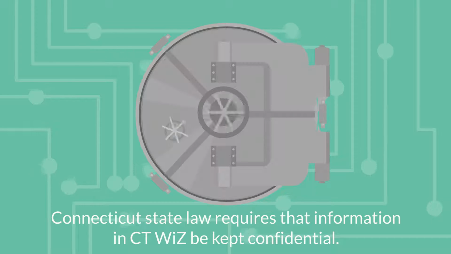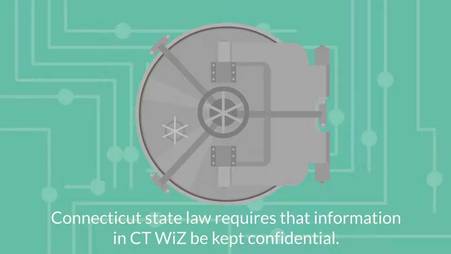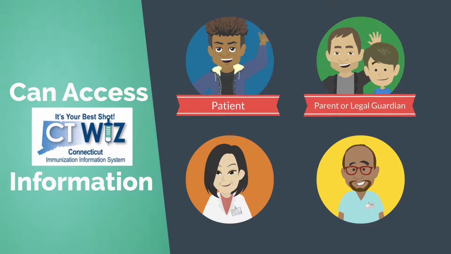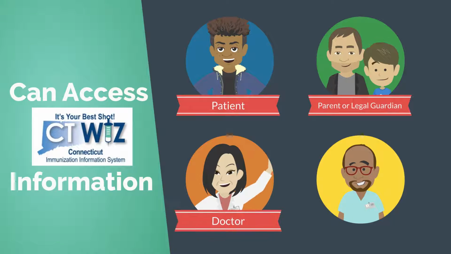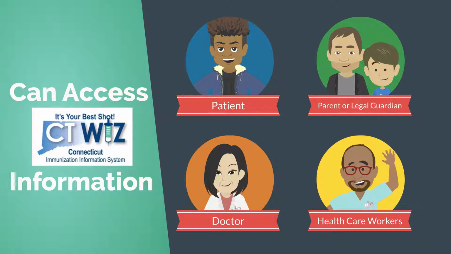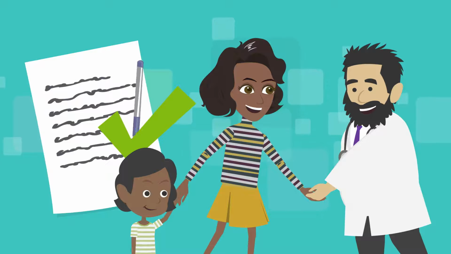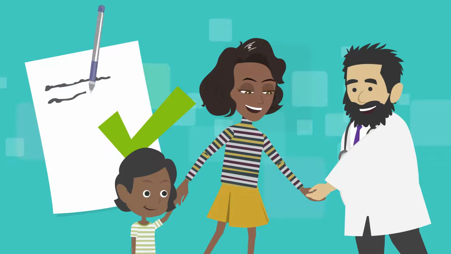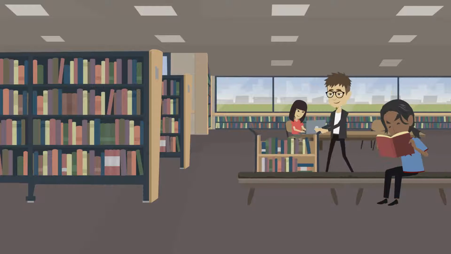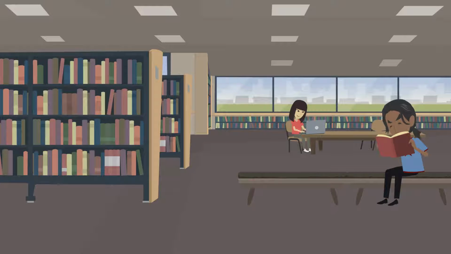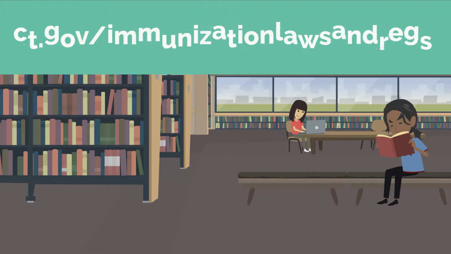Confidentiality in Ct Wiz. Connecticut state law requires that information in Ct Wiz be kept confidential. All personal information, including immunization status and dates of immunization of individuals, shall be confidential as required. Only the patient, a parent or legal guardian of a child, child's doctor, or healthcare workers, including school nurses, have access to Ct Wiz information. The information will not be shared with any other people or any other agency unless there is a signed release of information authorizing disclosure. Find the reporting requirements, regulations, and mandates of the state of Connecticut regarding Ct Wiz at ct.gov/.